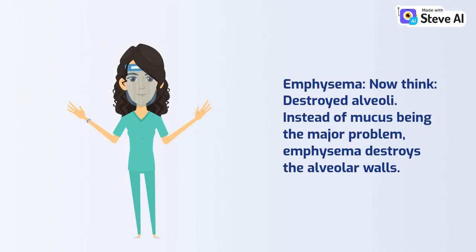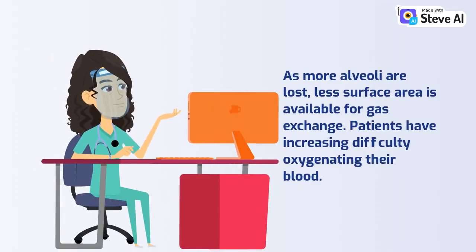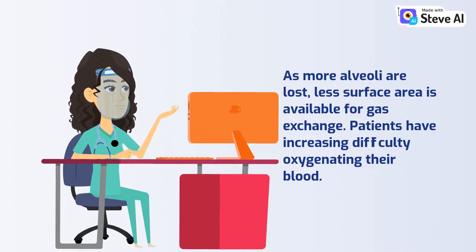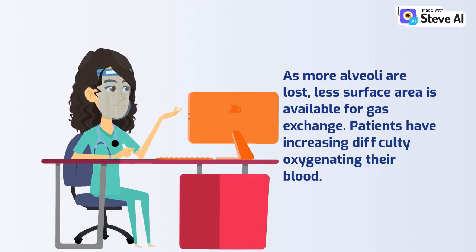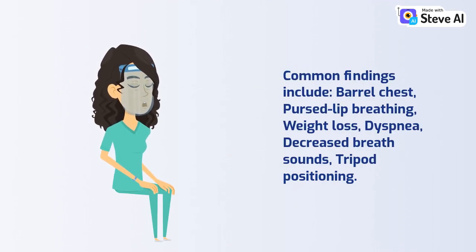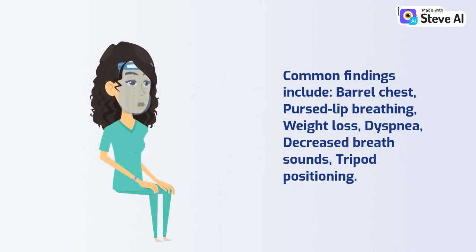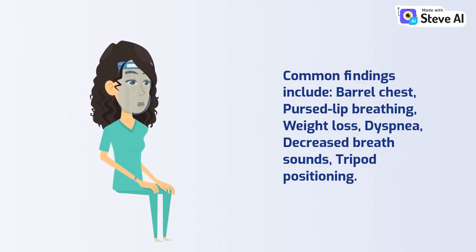Emphysema: now think, destroyed alveoli. Instead of mucus being the major problem, emphysema destroys the alveolar walls. As more alveoli are lost, less surface area is available for gas exchange. Patients have increasing difficulty oxygenating their blood. Common findings include barrel chest, pursed lip breathing, weight loss, dyspnea, decreased breath sounds, tripod positioning.